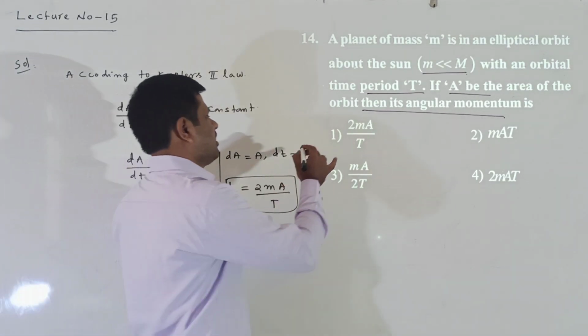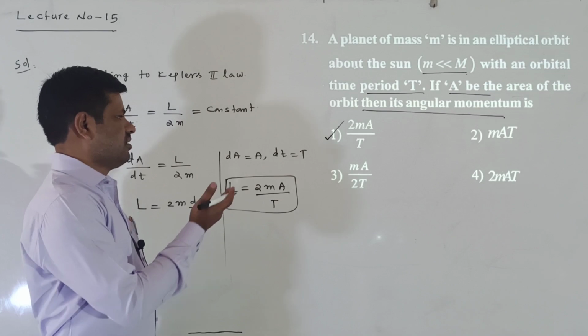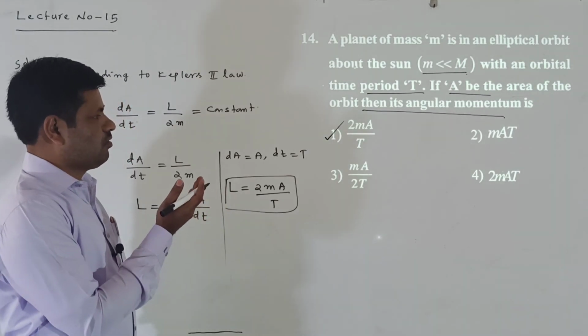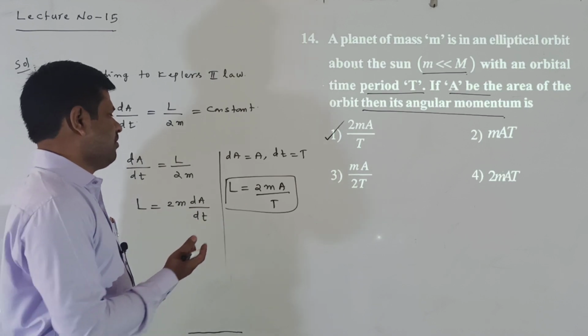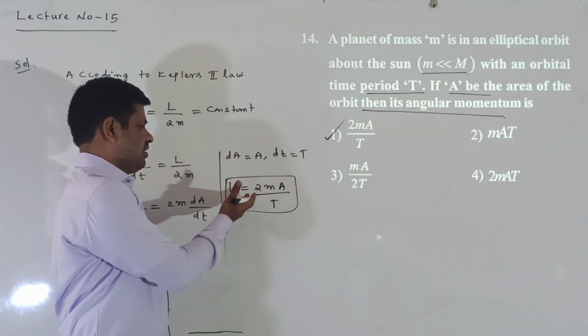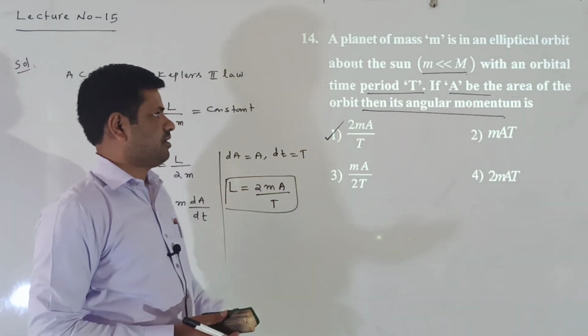Which option is correct here? The first option is correct. In the remaining options you can observe there is no 2mA/T; there is mA/2T and 2mAT. But what we are getting is 2mA/T, so the first option is correct.